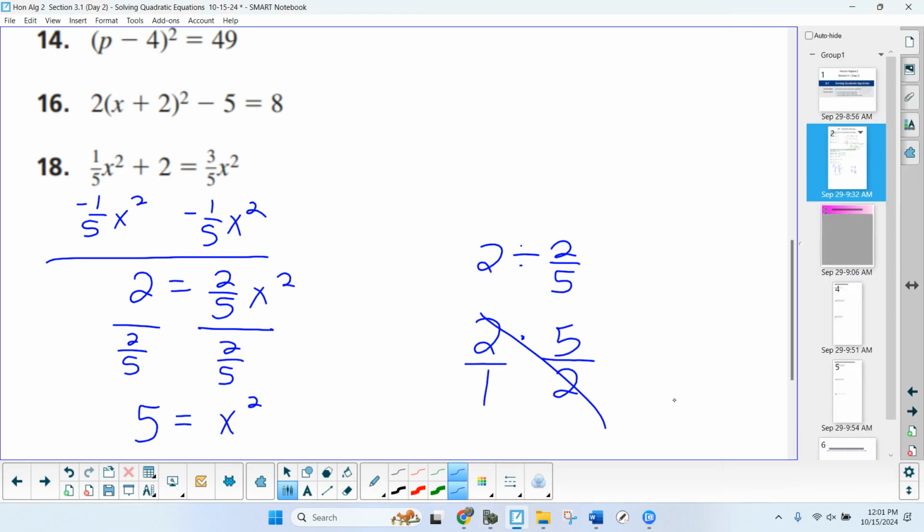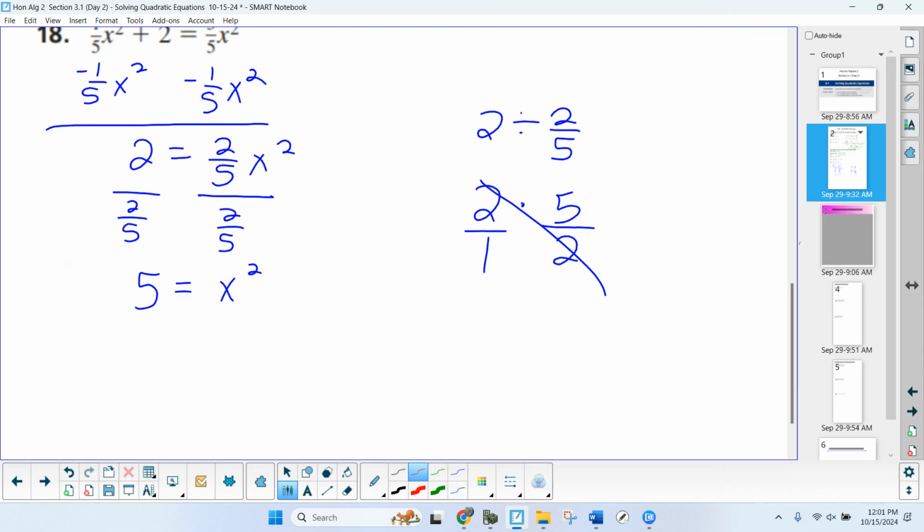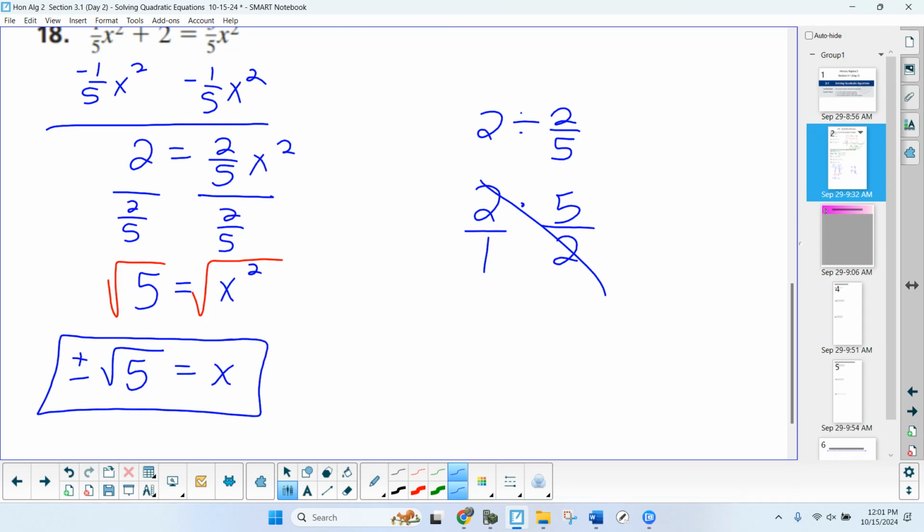Quinn? We got the square root. And what do you have to make sure you put out front of that square root of 5? Plus or minus. Okay, questions? You will do more of those tonight. Both of them.